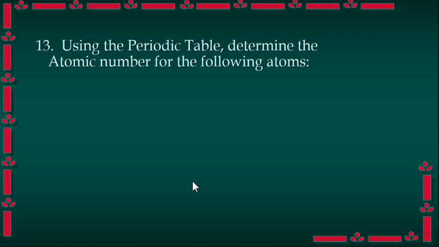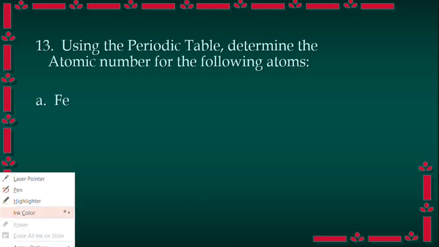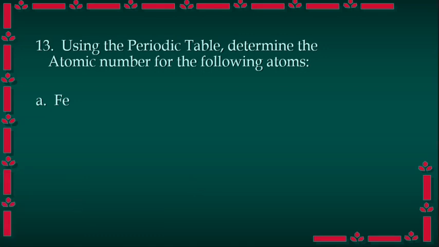Using the periodic table, determine the atomic number for the following atoms. Are you ready, Sean? Fe. Good. What is its atomic number? What is its social security number? You need your periodic table, which should be out, of course. 26.